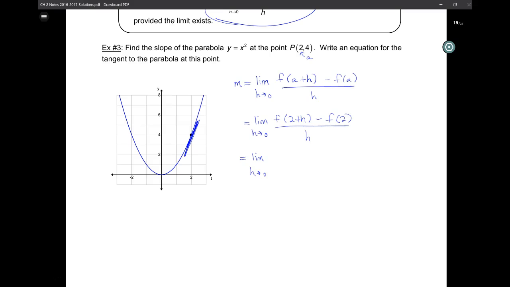So f of 2 plus h. Wait, when you plug it in, didn't you already? Oh, okay, I get it. So what's f? Well, I have y equals x squared. f of x is the same thing.